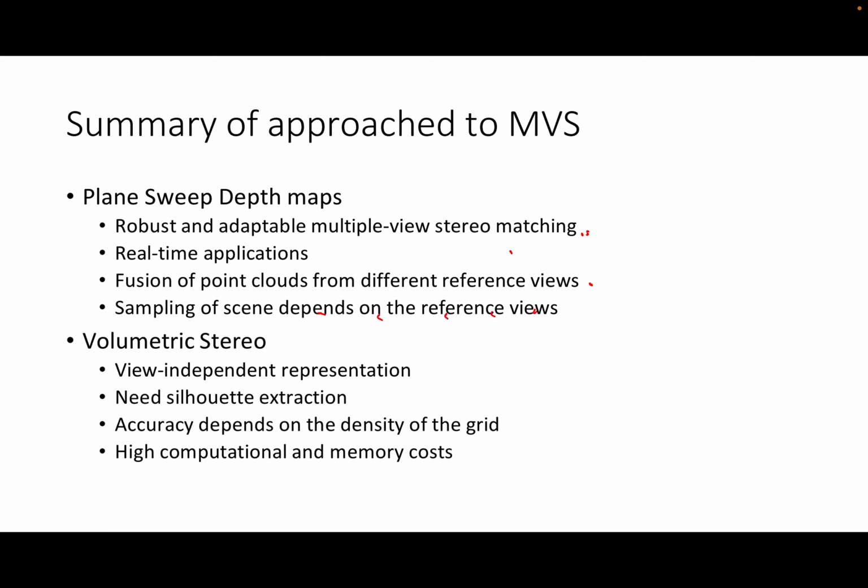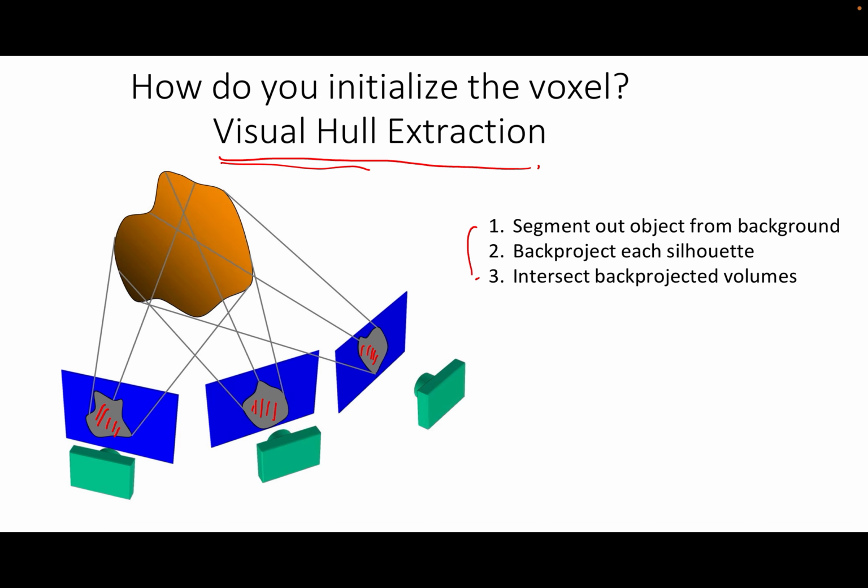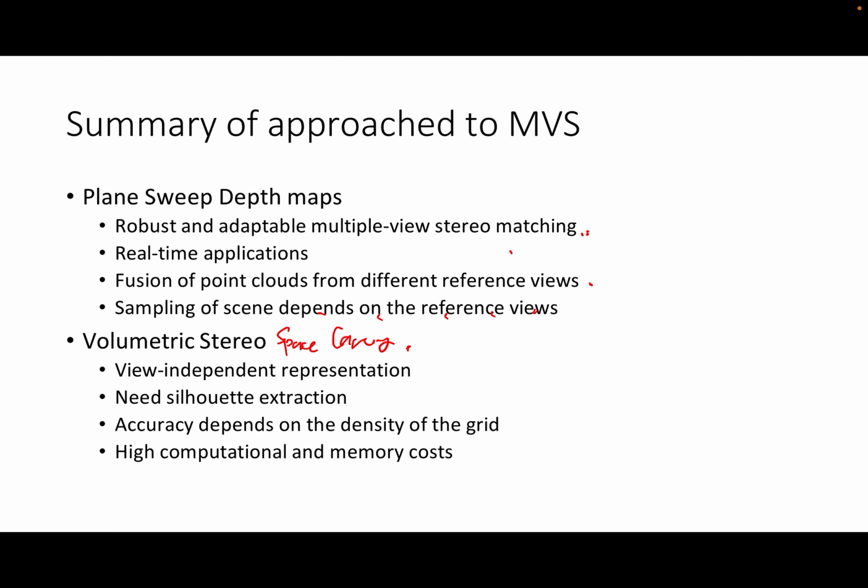But volumetric stereo is space carving. It is a view independent representation, right? Because in plane sweep depth maps, we change the reference image, but here there's no reference image, just the full 3D stuff. It is view independent and needs silhouette extraction for the initialization. We use the visual hull extraction for the initialization. Accuracy depends on the density of the grid, and it has high computation and memory cost.